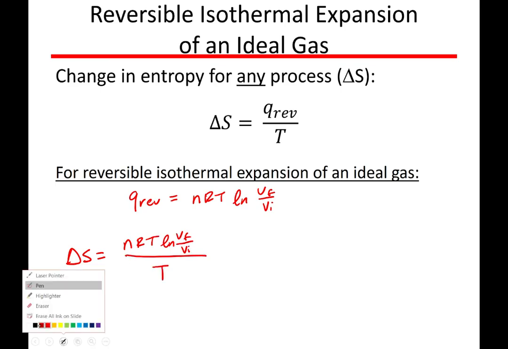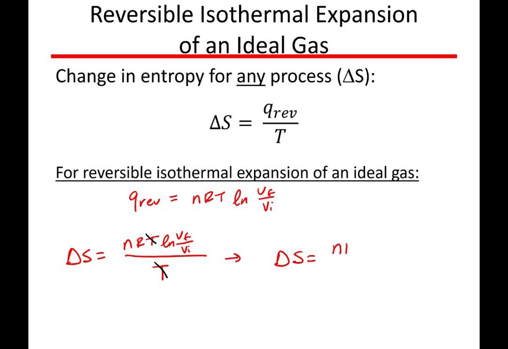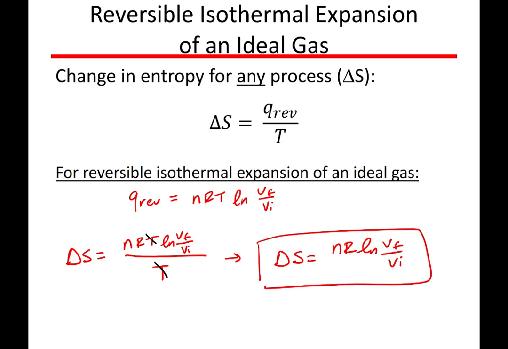Well, the T's cancel out. And what we're left with is that the change in entropy for this process would be equal to nR times the natural log of V final over V initial. And this is an equation for calculating the change in entropy for any isothermal process involving an ideal gas. This would hold true regardless of whether the process actually happens reversibly or not, because delta S is a state function. So it doesn't matter if you do the process on a reversible path or on an irreversible path, the value of delta S will still be governed by this same equation, nR ln of V final over V initial.